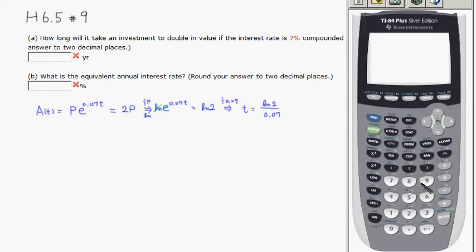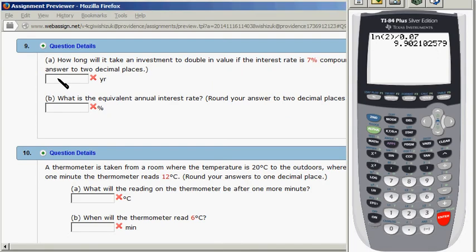So let's find this value. It's the natural log of 2 divided by 0.07. Let's hit enter. It's going to take about 9.9, and for 2 decimal places, 9.90. So let's type it in: 9.90 years.